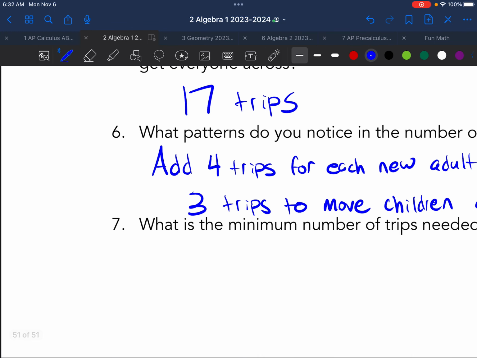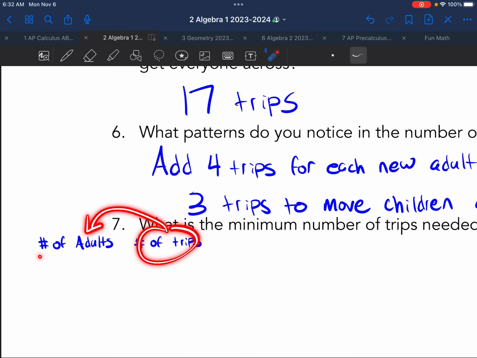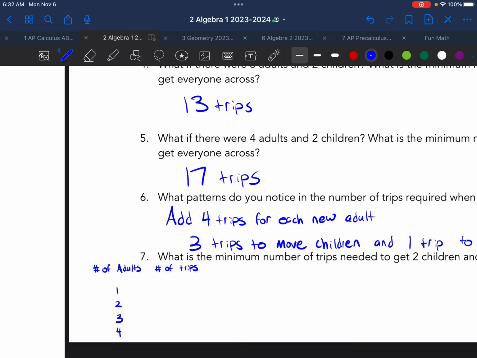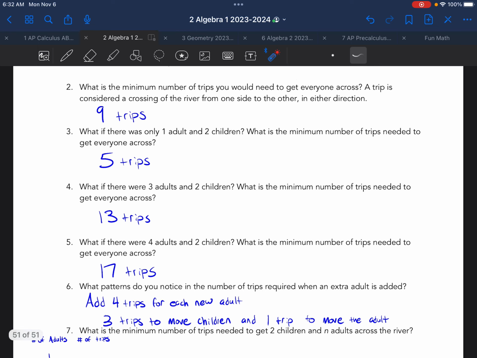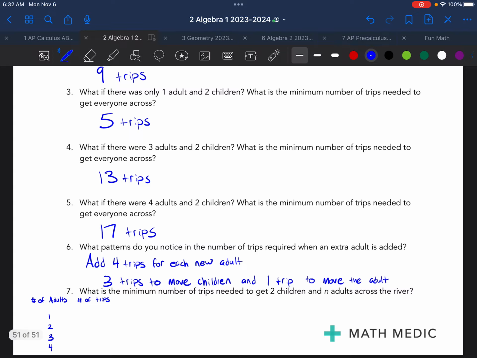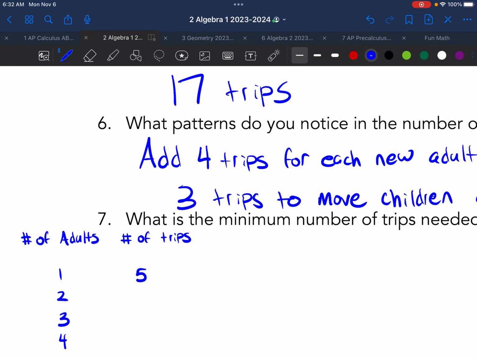So I'll say that this is the number of adults, and this is the number of trips. The number of trips depends on the number of adults, which is why I have the number of adults on the left. Usually my input is on the left. What we've done so far is we've had 1 adult, 2 adults, 3 adults, and 4 adults. And the number of trips, so what was it for 1 adult? For 1 adult, that was 1 adult right here, so that was 5 trips.